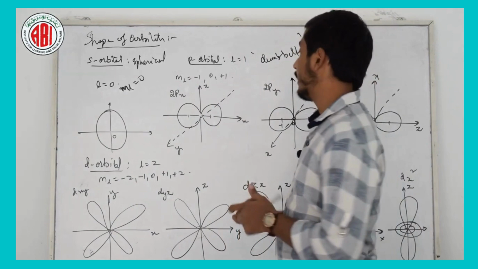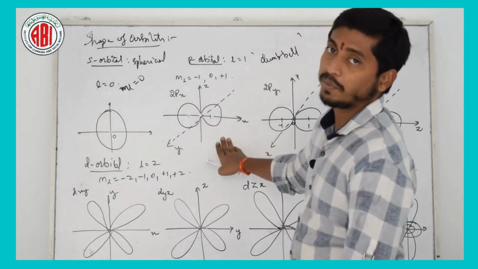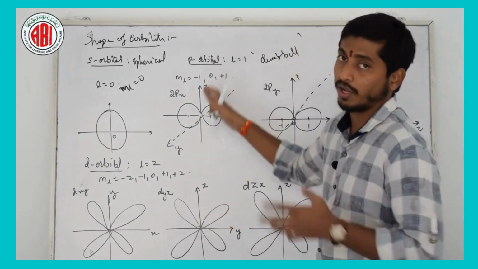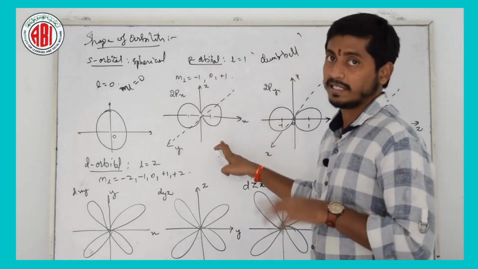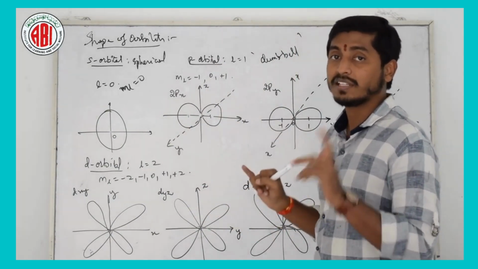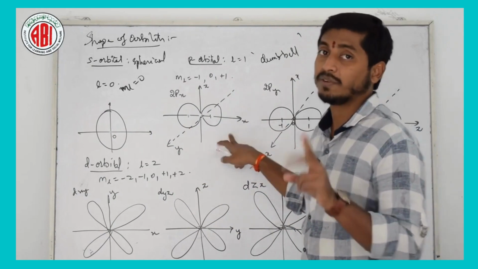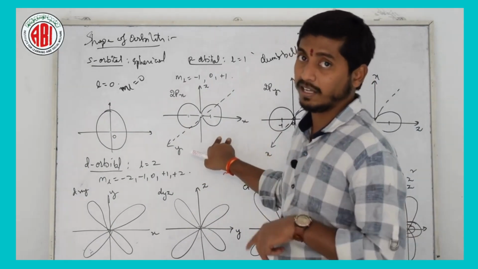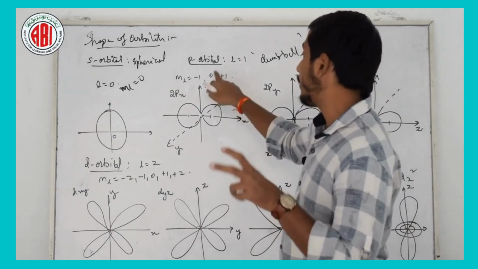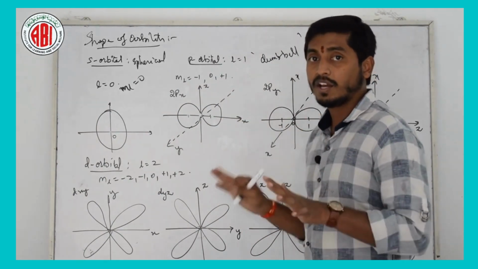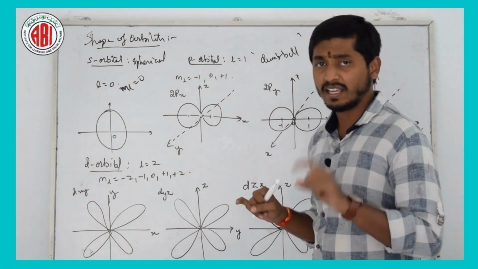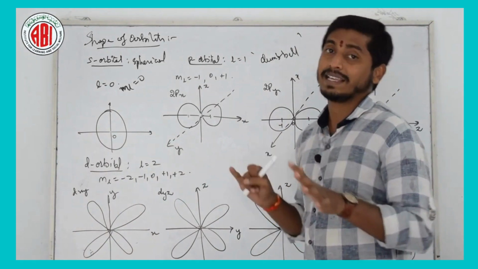Is it clear? This means the p orbital can have three different orientations, that is, along the x axis, along the y axis or along the z axis. How many electrons can it have? It can have 6 electrons, in which each orbital can have a maximum of 2 electrons. We discussed that in the spin quantum number. Each orbital can have 2 electrons, which means p has 3 orbitals, so it can have 6 electrons.